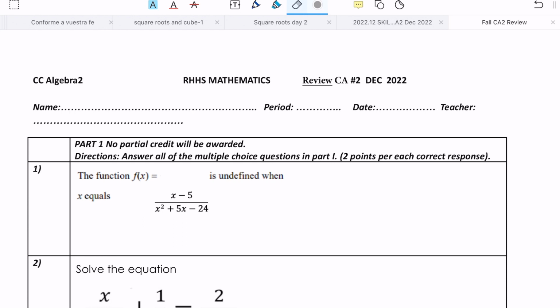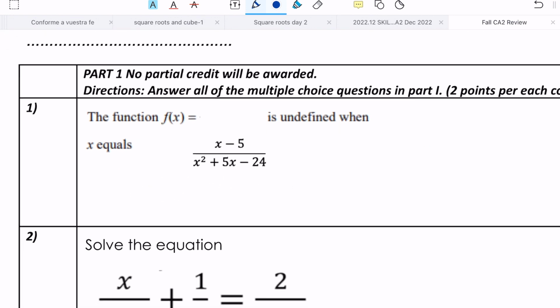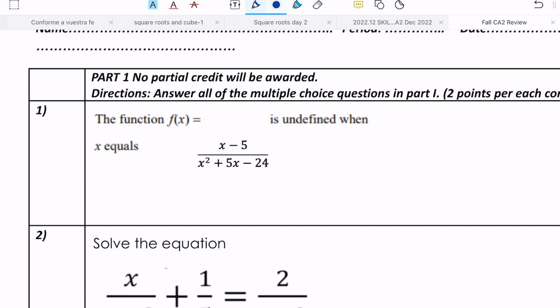So once again, this is a review for tomorrow's test on Friday. Okay, first question says a function f of x is undefined when. So remember, it's undefined when the denominator is 0. So we're going to set the denominator equal to 0.